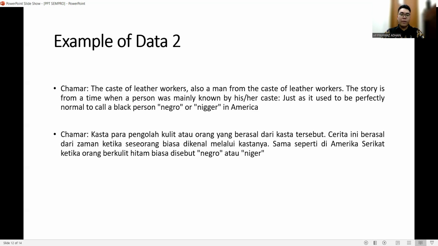The story is from a time when a person was mainly known by his or her caste, just as it used to be perfectly normal to call a black person negro or nigger in America. And the second one, chamar translated into Indonesian: kasta para pengolah kulit atau orang yang berasal dari kasta tersebut. Cerita ini berasal dari zaman ketika seseorang biasa dikenal melalui kastanya. Sama seperti di Amerika Serikat ketika orang berkulit hitam biasa disebut negro atau nigger.